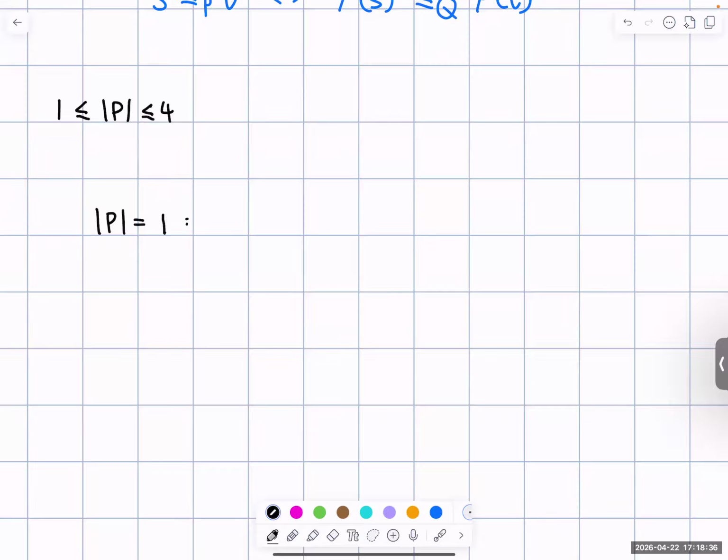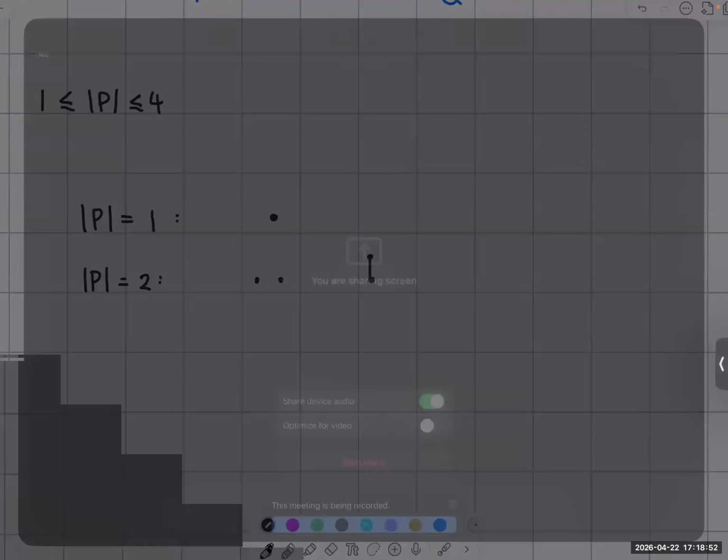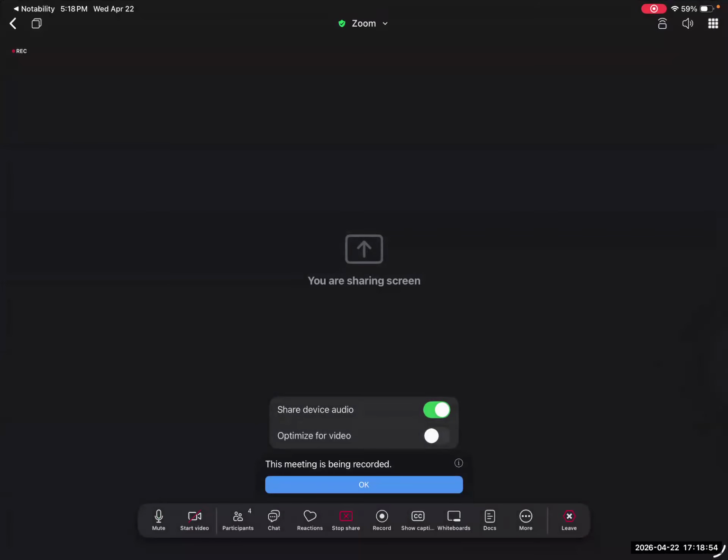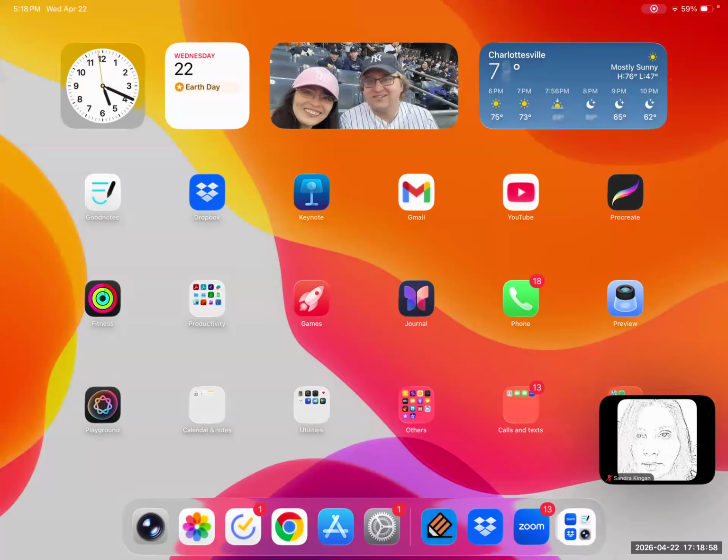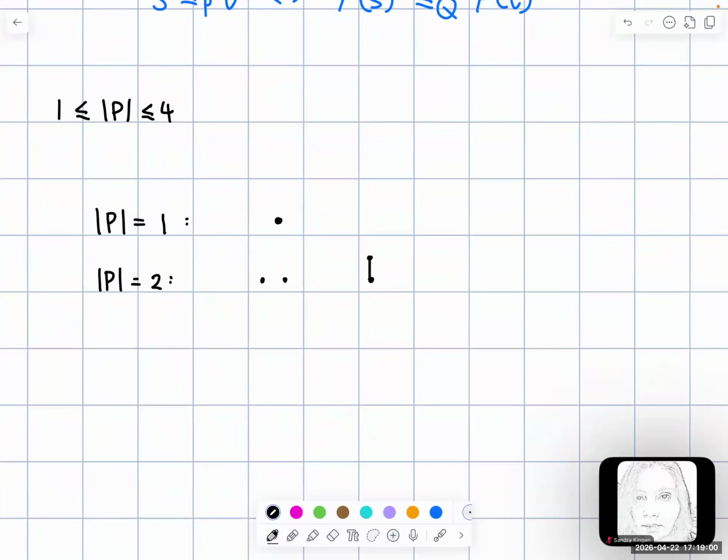All right, so if I have exactly one thing, then the poset has just 1 dot. You have nothing to compare. If you have 2 things, then you have 2 dots, right? But then you can either have them incomparable or you can have a relation like this. I don't know what's going on. Let me just share again. You see my screen? Okay.